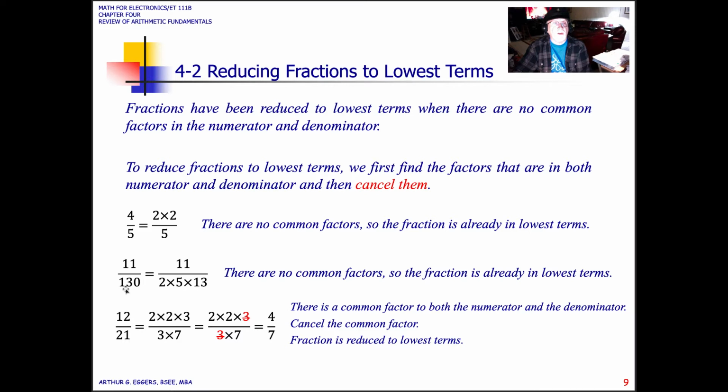11 over 130. 11 is prime. 130 we can factor by 2, by 5, by 13. Nothing common in the numerator and the denominator. We're done. 12 over 21. Different story. 12 is 2 times 2 times 3, right? 4 times 3 is 12. And the denominator, 3 times 7. Well, look here. We got a 3 in the denominator. We got a 3 in the numerator. That's 1. 3 over 3 is 1. Cancel them out. So what are we left with? 2 times 2, which is 4, divided by 7.